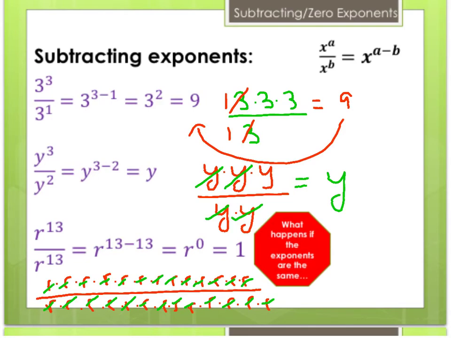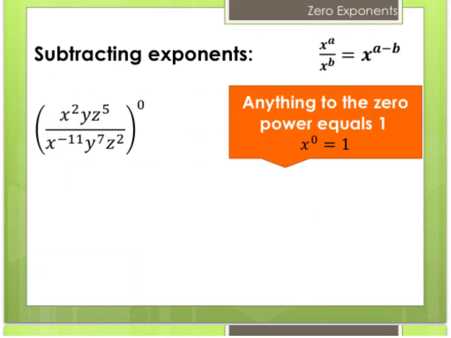Now, nothing left, what does that mean? Well, that means everything divided out and just left me with 1. Now, I want you to look, though, because 13 minus 13 is 0. So r to the 0 power is 1. Now this is always going to happen. What I just showed you here will always happen when the exponents are the same. Therefore, anything to the 0 power equals 1.